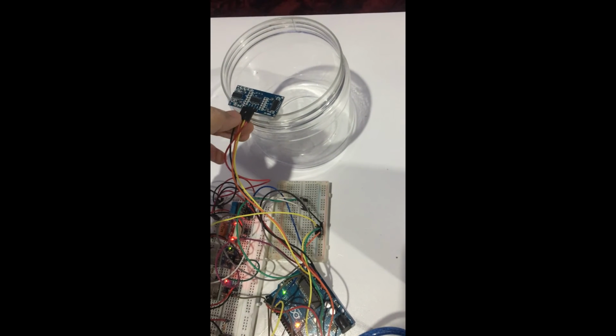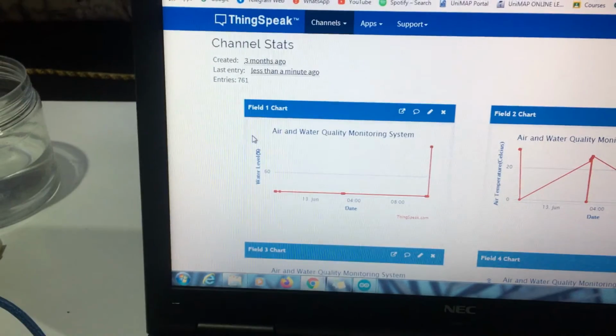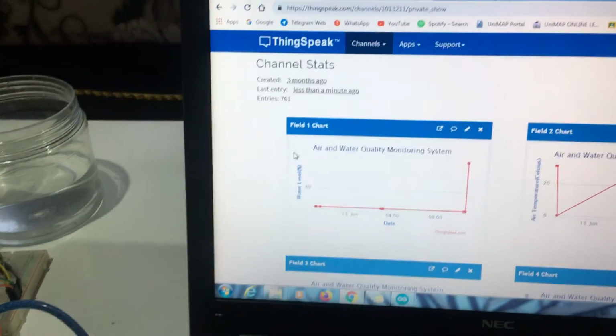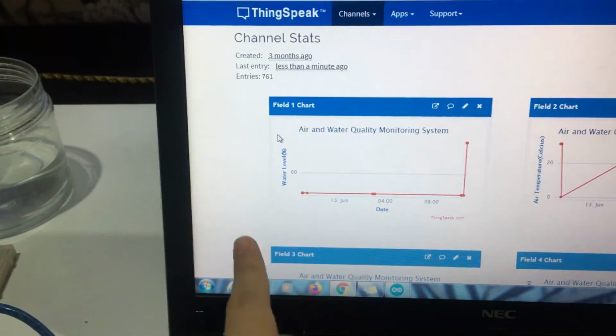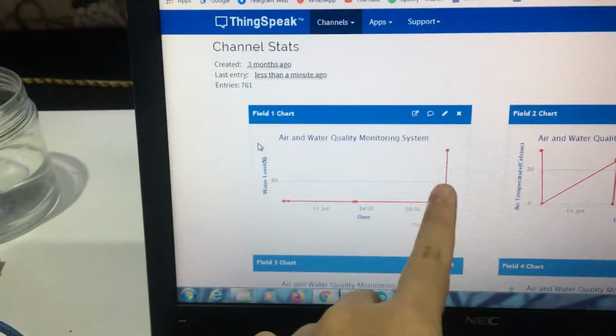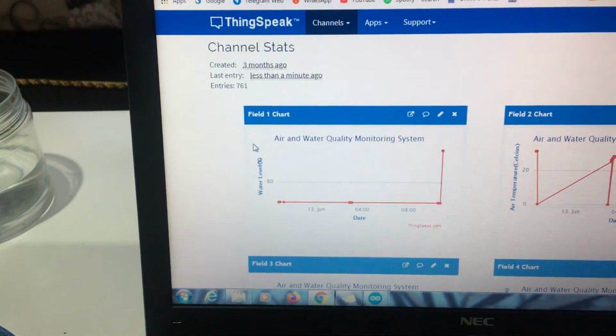This is the normal level, which is 50% level. So let's start the experiment. This is water. So this is the difference after pouring the water. Our water level increased to 75%.